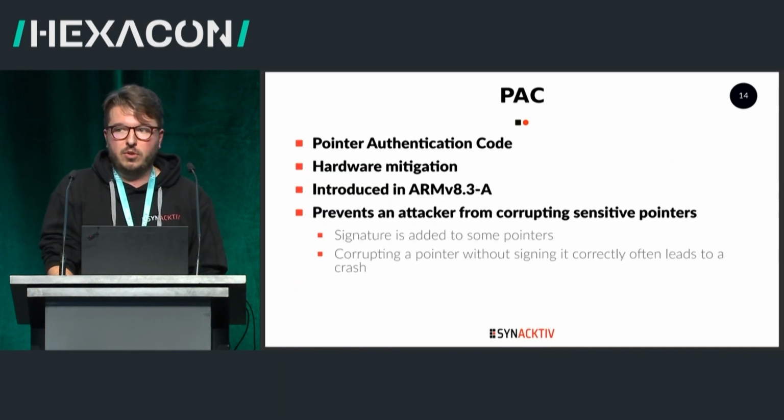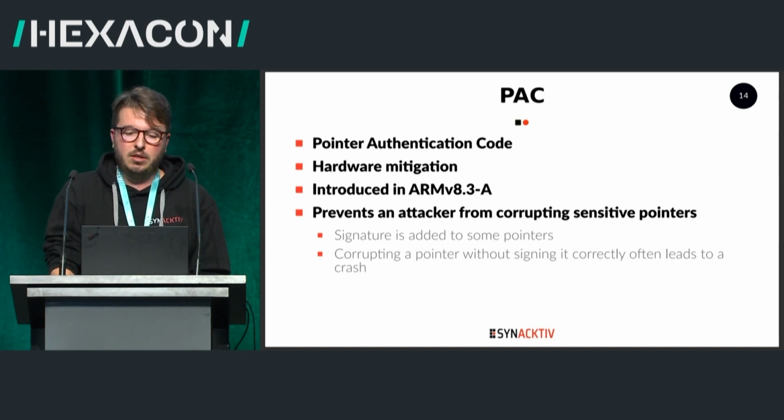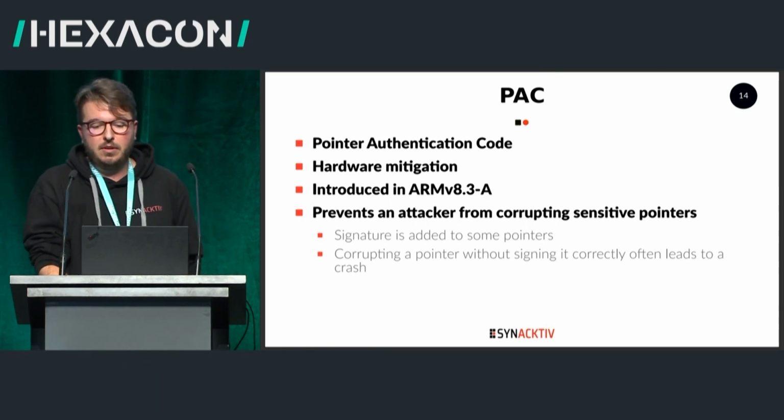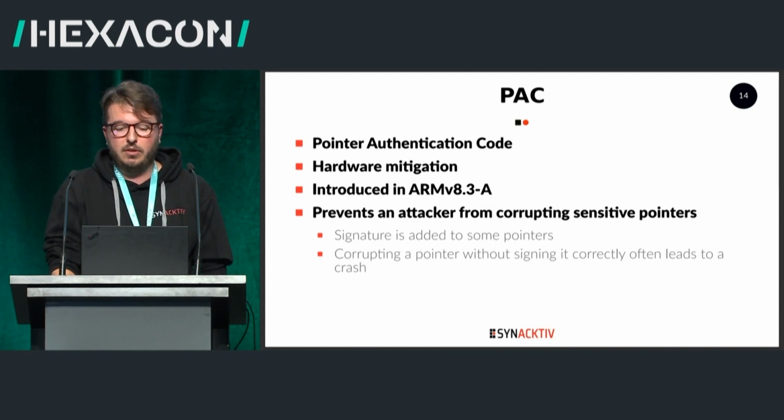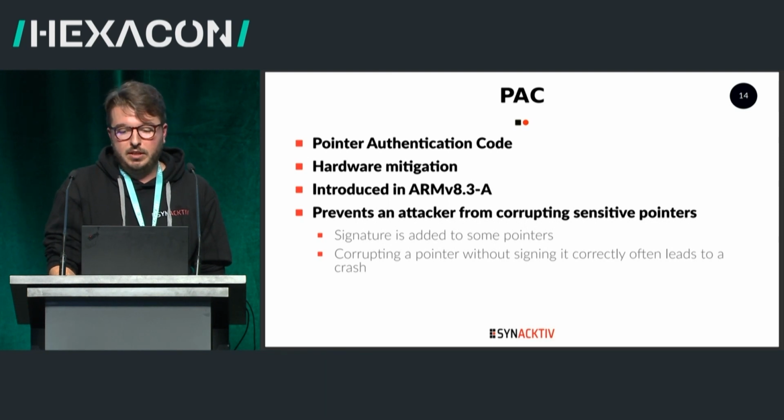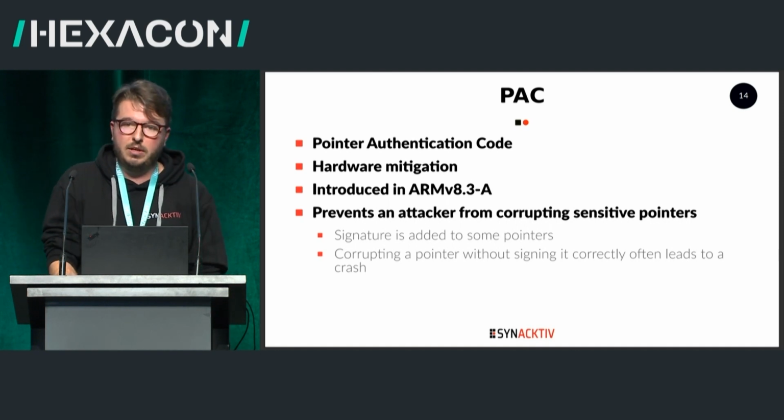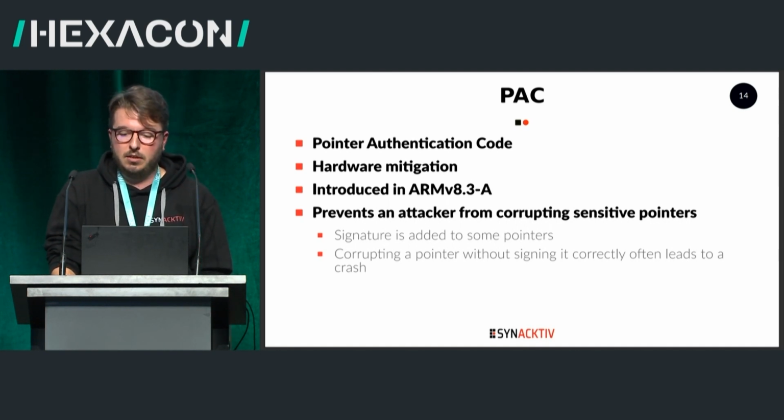Then Apple introduces a hardware mitigation named pointer authentication code. This mitigation has been introduced by the ARM standard version 8.3-A, and this mitigation prevents an attacker from corrupting sensitive pointers. Now a signature is added to some pointers, and if an attacker tries to corrupt a signed pointer without signing it correctly, then the process will often crash.